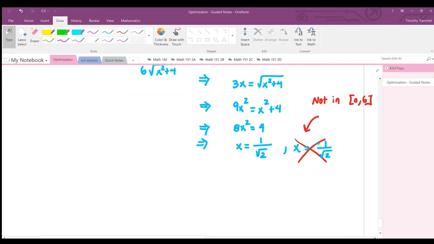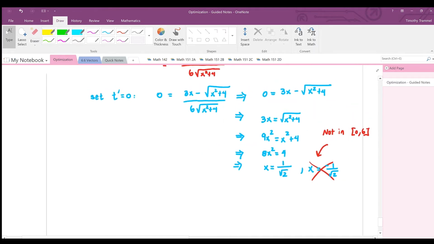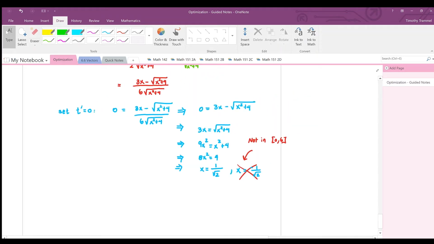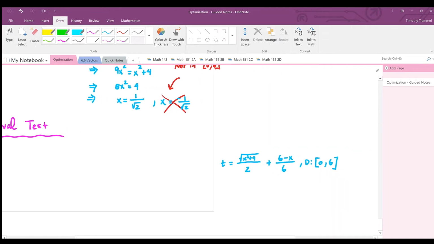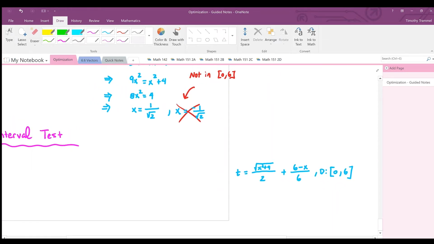So we have one critical point that we got from our derivative, and we still have the endpoints of this interval that we'll have to check. So let's go ahead and officially apply that closed interval test. To help us with the closed interval test, I brought down our function t here so we can look at it as we plug things into it.